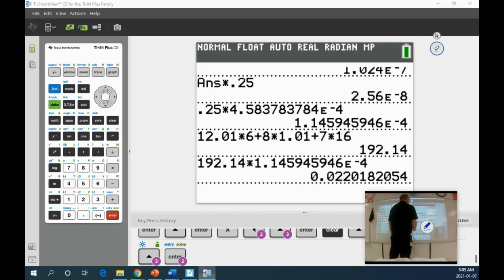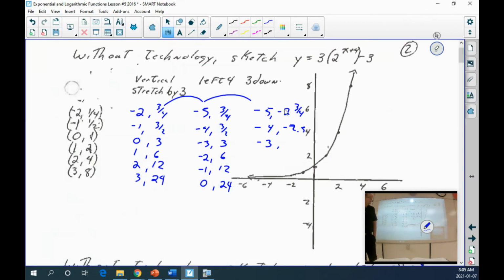Negative 3 and 0. Why am I bored doing that?